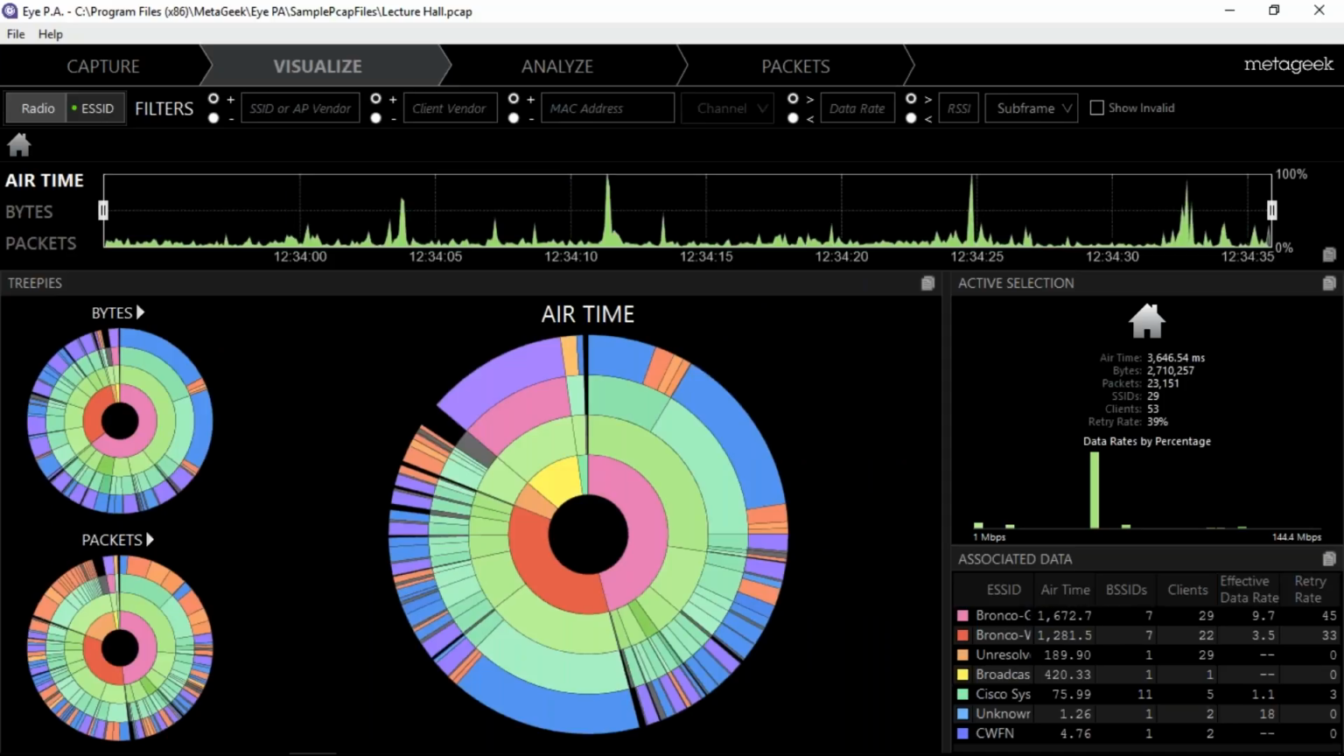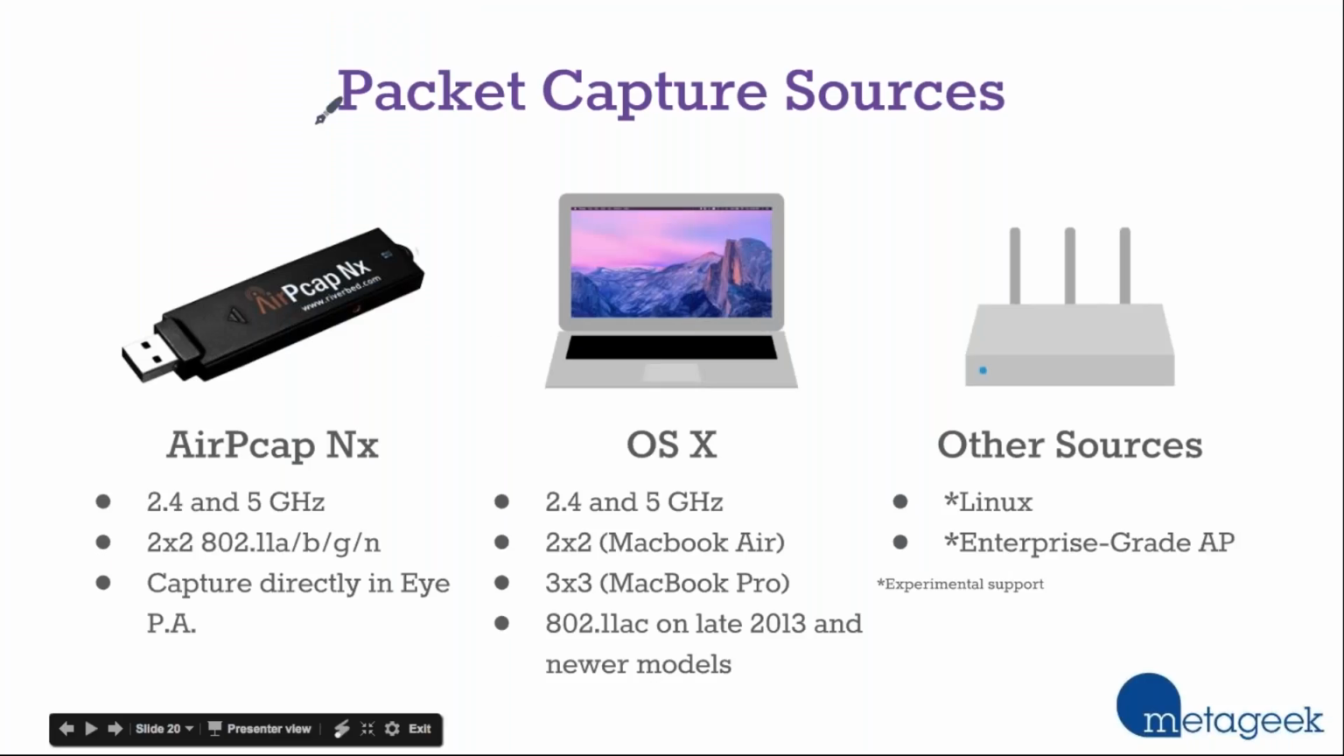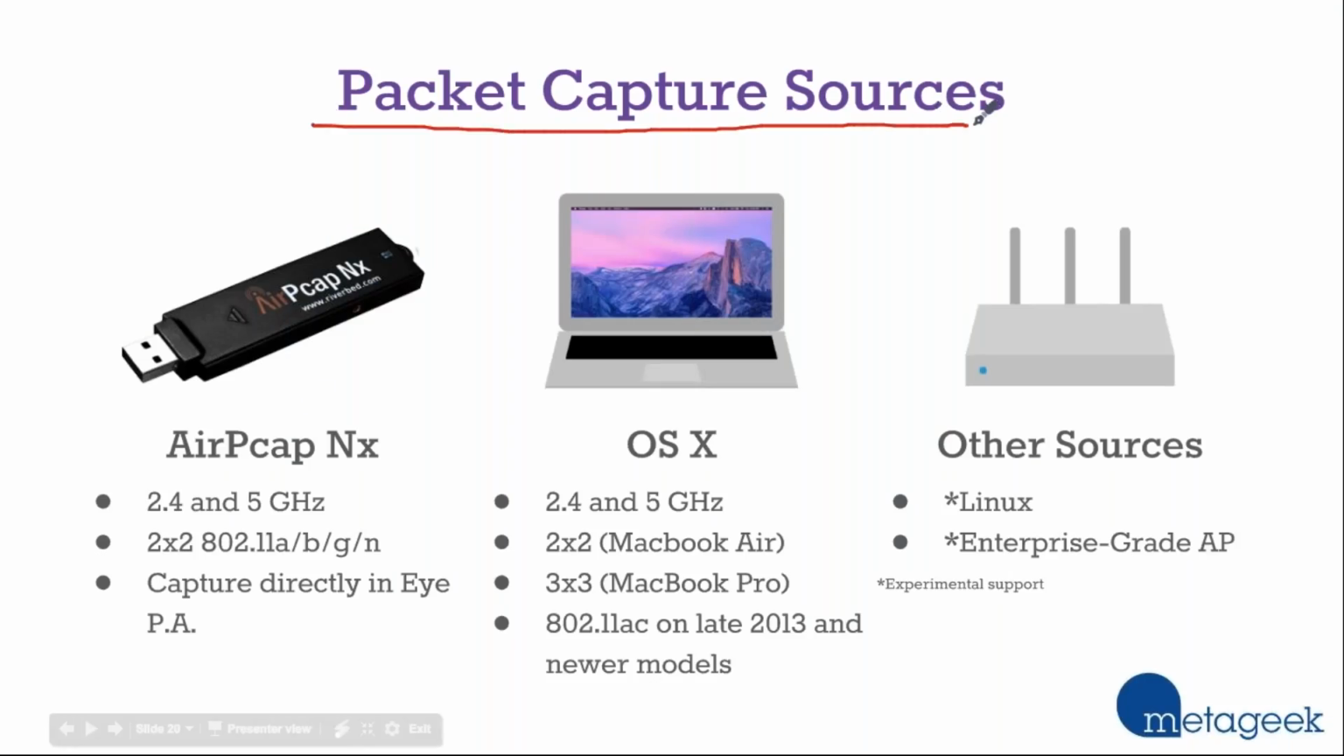Now, one of the tricky things about wireless packet capture is getting those packet captures themselves. The easiest way to do it is with the AirPCAP NX. This is a USB packet capture device by Riverbed. It does both 2.4 and 5 gigahertz. It's got a 2x2 radio on board, and it does 802.11a, b, g, and n, and captures directly into IPA.